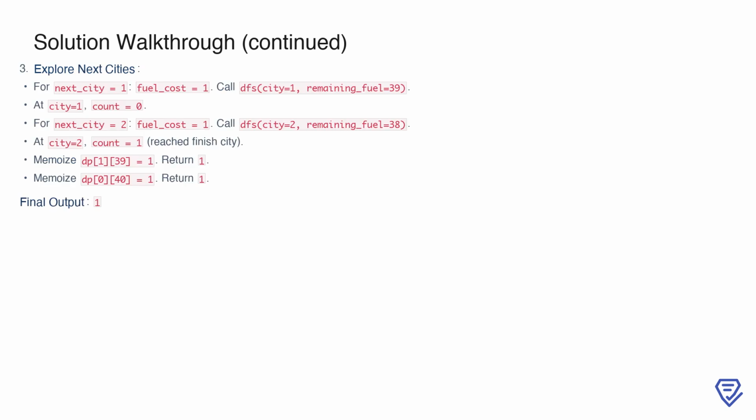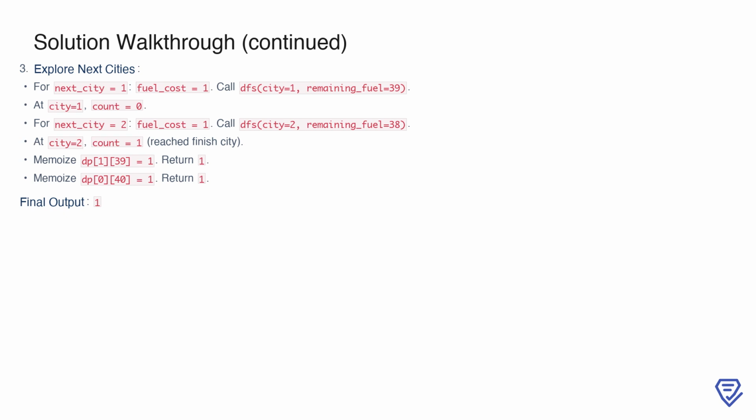From city 0, the DFS function first explores city 1, where the fuel cost is 1. With 39 fuel remaining, DFS is called for city 1. At city 1, the count is again initialized to 0, and further exploration continues. Moving to city 2, the fuel cost is another 1, leaving 38 fuel. At city 2, we reach the finish city, so count is incremented to 1.